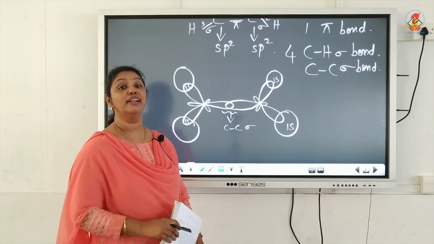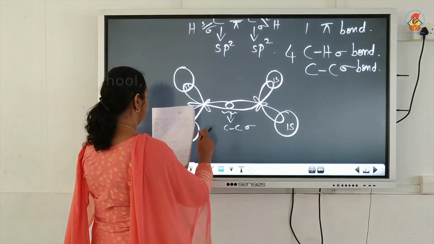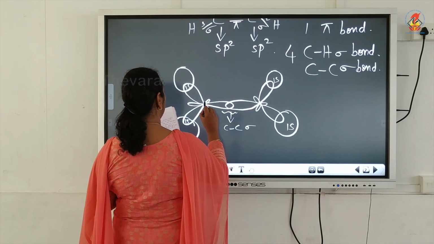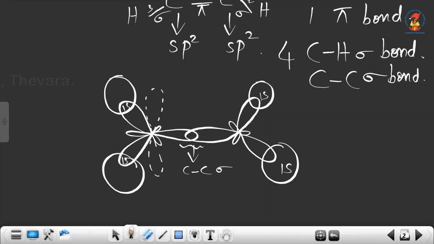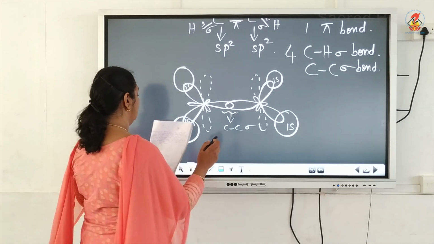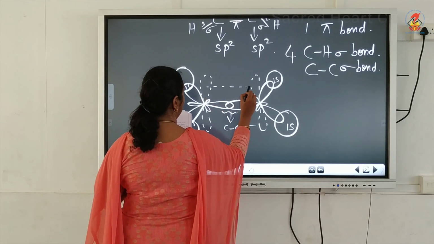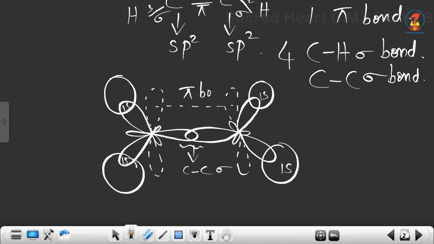Now we have an unhybridized p orbital. So we have to draw that unhybridized p orbital, which is at right angles to the sp2 hybrid orbitals. So on each carbon we have an unhybridized p orbital. Now this unhybridized p orbital will overlap sidewise, resulting in the formation of a pi bond. So you can show it like this. This is the pi bond formed.